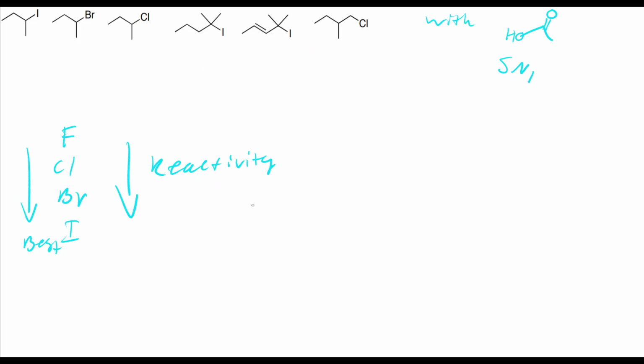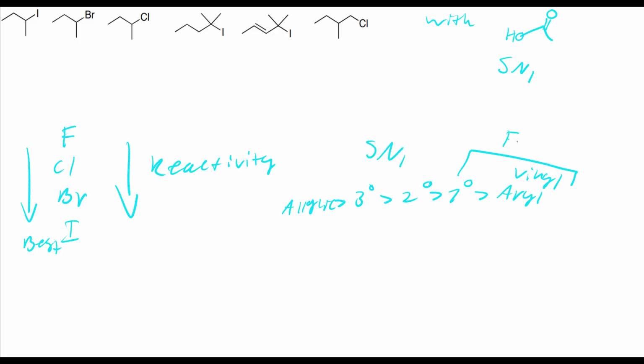And recall for SN1 reactions that a tertiary is better. However, an allylic is going to be better than a tertiary. That's going to be better than a secondary. That's better than a primary. And that's better than an aryl or vinyl, right? And of course, these guys fail, right?